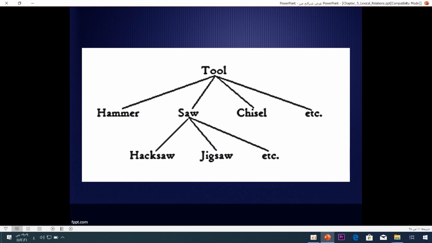But if we look at the word saw, which means منشار, we have different kinds of saws: electric saws, a saw for cutting trees, a saw that is used to cut building woods or slices and so on. So if you say hacksaw, jigsaw, etc., all of them belong to something called saw. يعني هذا نوع من المناشير and so on.